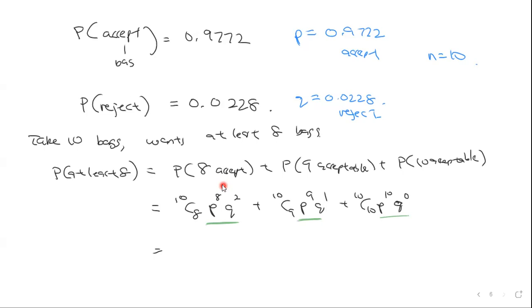And we get an answer of 0.9987, to 4 decimal places. And we would expect that because given that each individual bag has a very high chance of being accepted, the chances of having most of the bags being acceptable is very high. So that's basically how you do the question. Nice and easy.